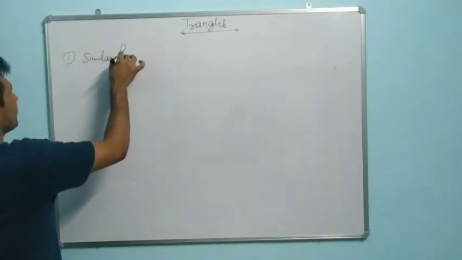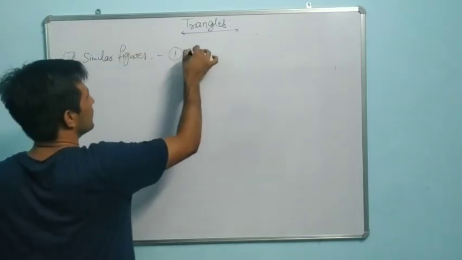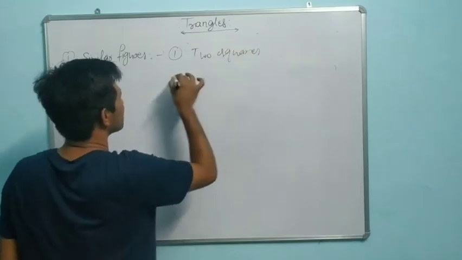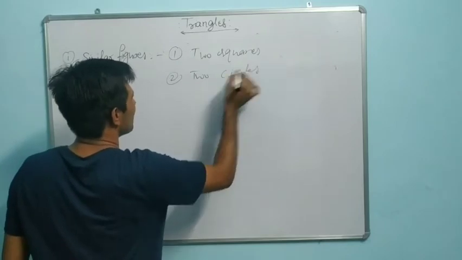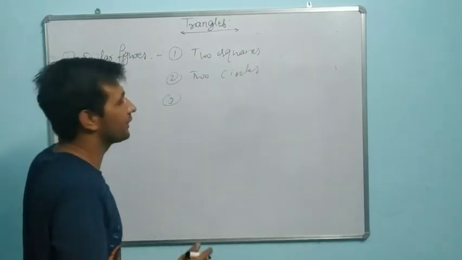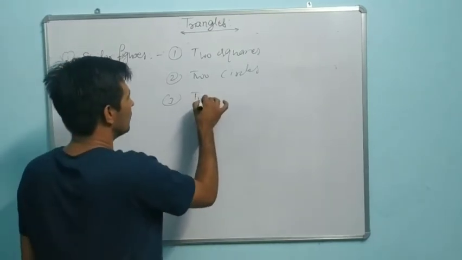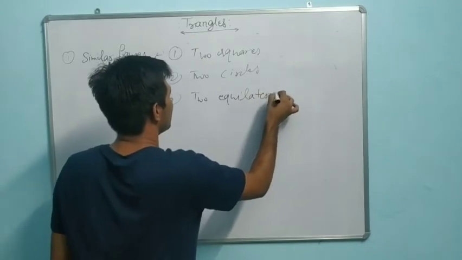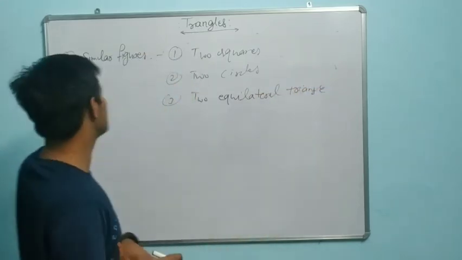So which pairs are similar figures? First is two squares dear. Next, two circles. Or what can you write? Or you can write two equilateral triangles. Understand here? They are always similar.